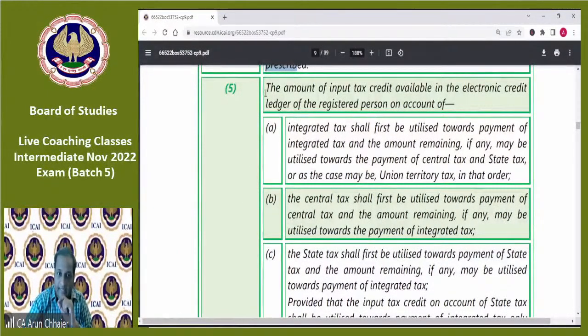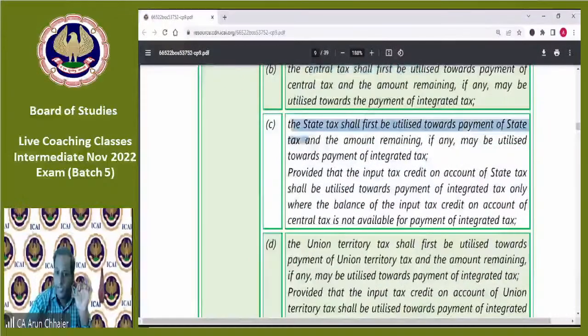Amount of the ITC available in the electronic credit ledger on account of the IGST shall be first utilized toward the payment of IGST, and the amount remaining, if any, may be utilized toward the payment of CGST and SGST, as the case may be, or UTGST, in that order. Then CGST shall be first utilized toward the payment of CGST and the amount remaining may be utilized toward the payment of integrated tax.